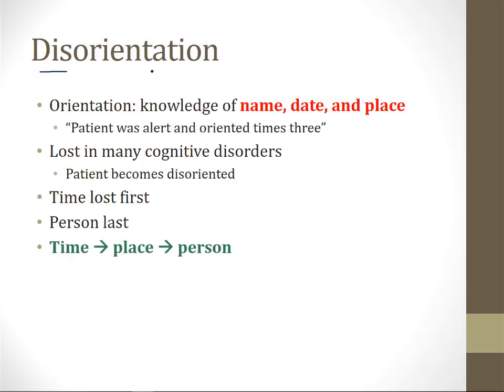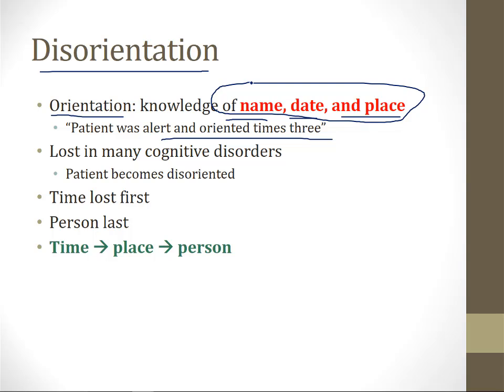Let's start by talking about disorientation. When we say someone is oriented, we generally mean that they have knowledge of their name, the correct date, and the location that they are in, or the place. You'll often see written in the charts of patients in the hospital that the patient was alert and oriented times 3. What this means is that the patient was able to identify their name, the correct date, and the place that they were located.